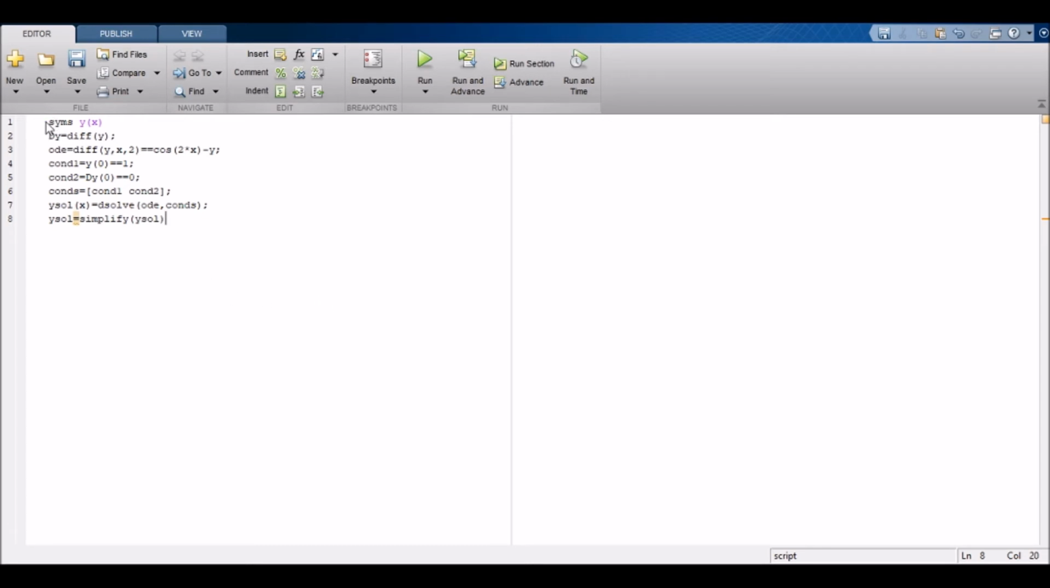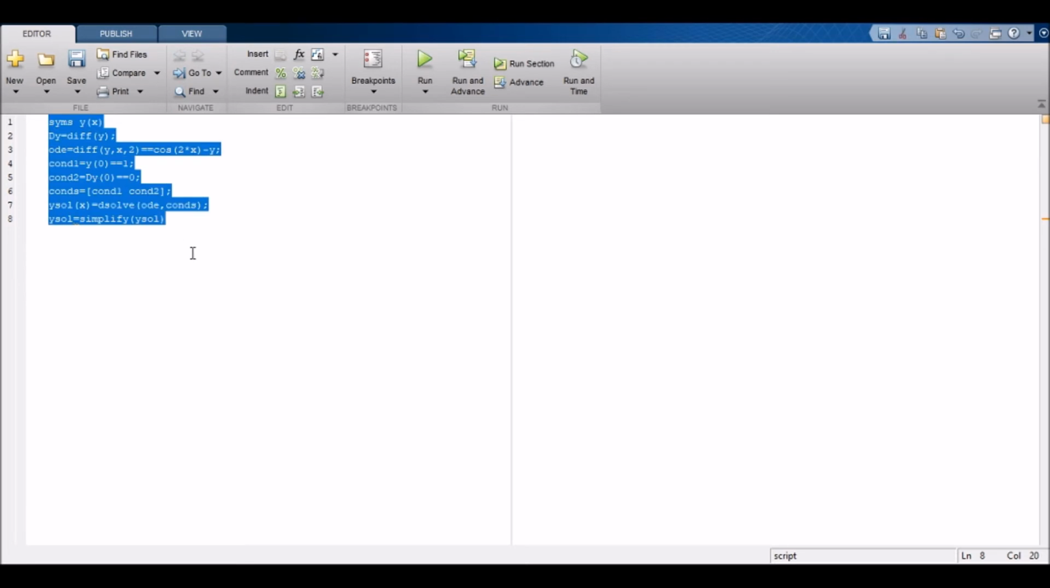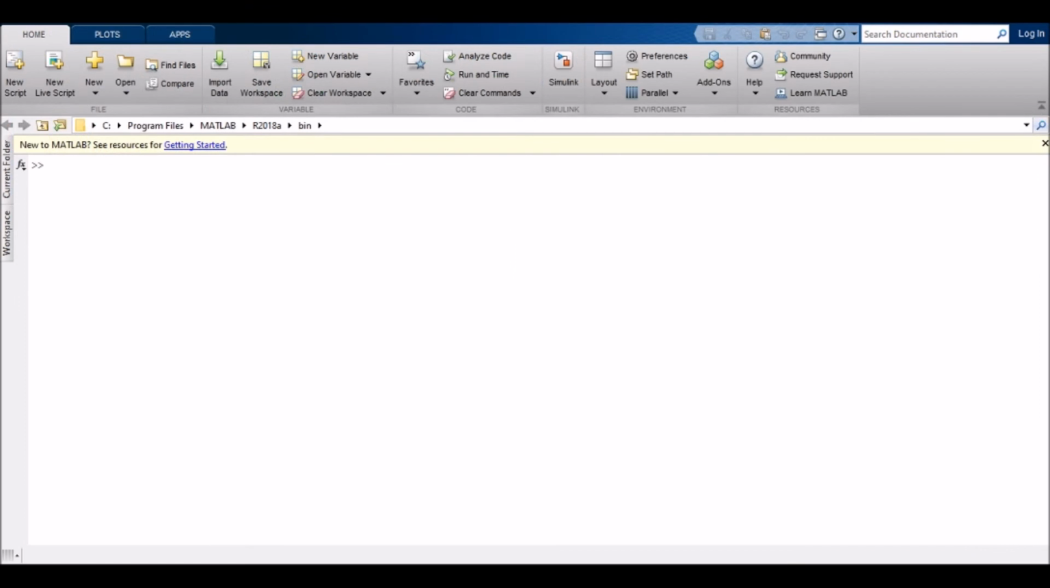Now first copy this program and paste in the command window. Enter, and we get the solution. This is the solution. In this way, we solve example number 4, that means second order differential equation with two initial conditions.